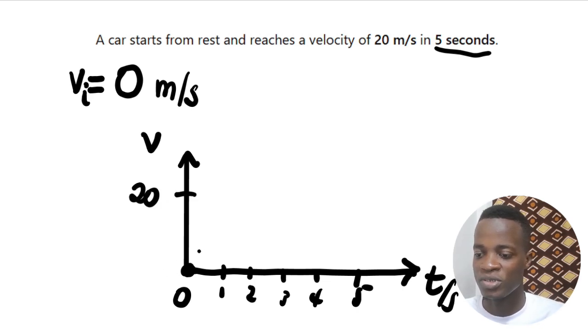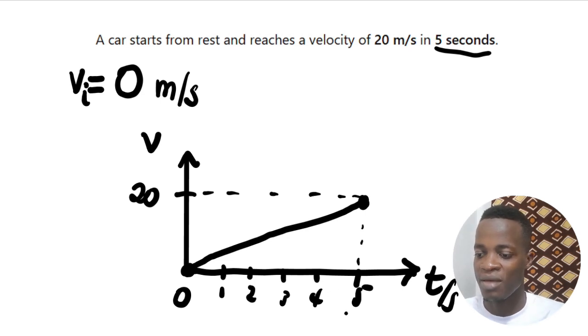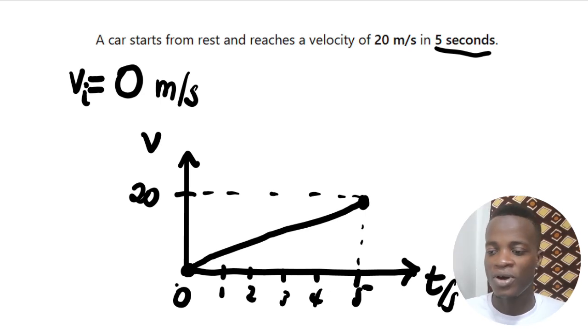We know that this is going to be 0, but we are going to reach that in 5 seconds. So in 5 seconds, we are at this velocity. So we draw a slope from the origin to this point, and the time is 5 seconds. As simple as that. So this is the very first one.